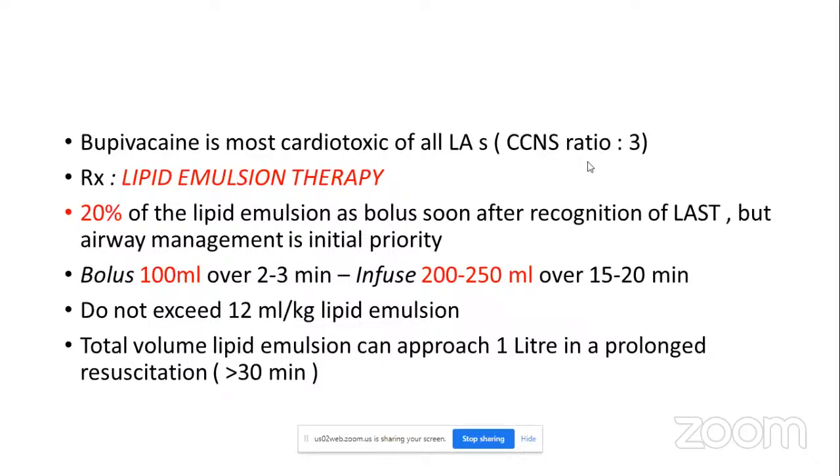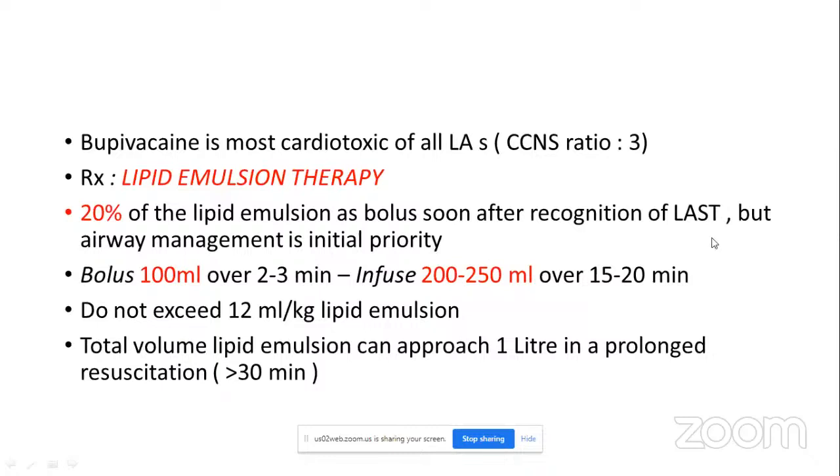The treatment for this is lipid emulsion therapy. What is lipid emulsion therapy? How does it act? All local anesthetics are lipid soluble. So if there is local anesthetic systemic toxicity, there is a lipid sink. That means local anesthetics in the free blood get stuck to this lipid emulsion, thereby reducing its dose in the blood. And what is its concentration? 20% lipid emulsion as bolus soon after recognition of toxicity.